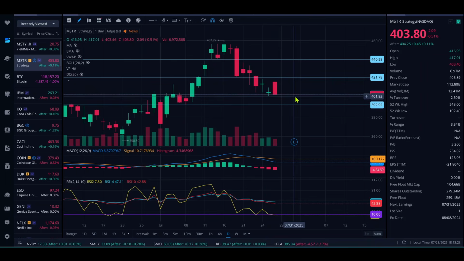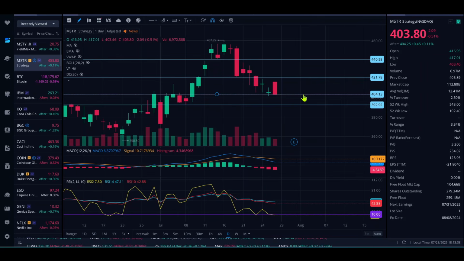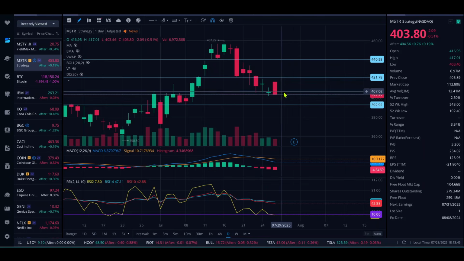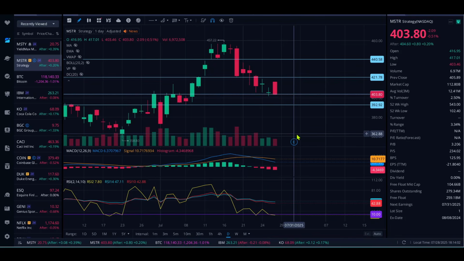So we are just testing this 404 area right here. We are slightly below it, but again, I see that we are just testing this line. So we'll see if we can hold that line and then bounce off of it, or are we going to break on down? Now keep in mind, coming up at the end of this month, we will have earnings for MSTR.